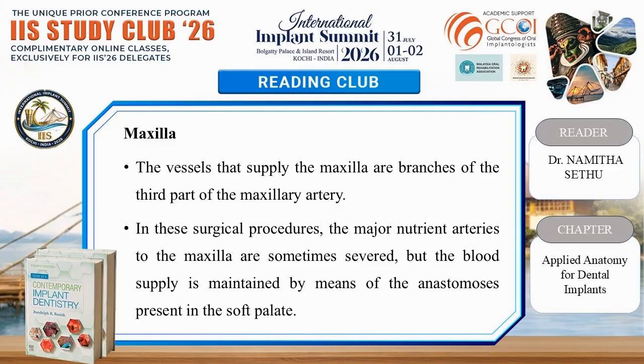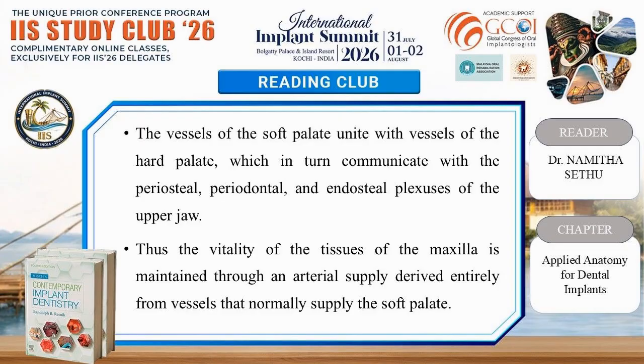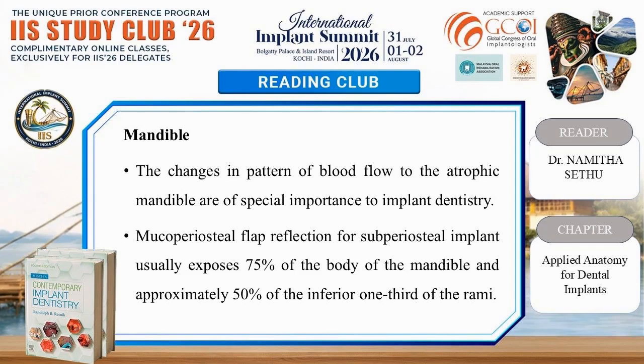In surgical procedures, the major nutrient arteries to the maxilla are sometimes severed, but the blood supply is maintained by means of anastomosis present in the soft palate. The vessels of the soft palate unite with the vessels of hard palate, which in turn communicate with the periosteal, periodontal and endosteal plexus of the upper jaw. Thus, the vitality of tissues of maxilla is maintained through an arterial supply derived entirely from the vessels that normally supply the soft palate. Mandible.